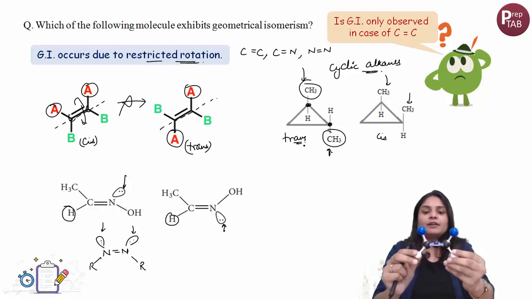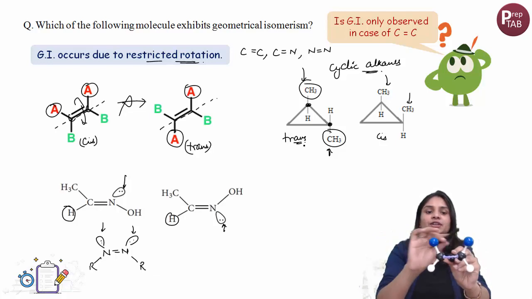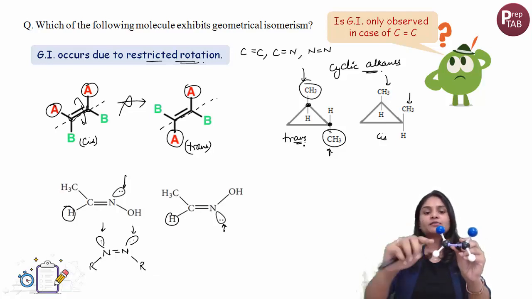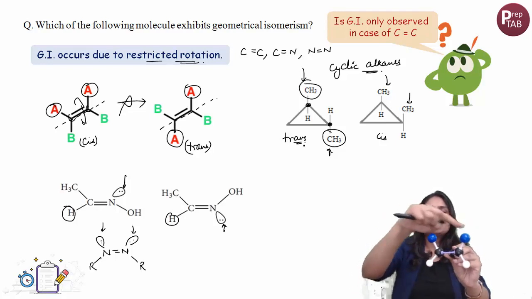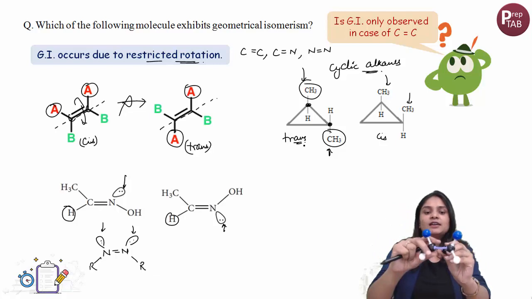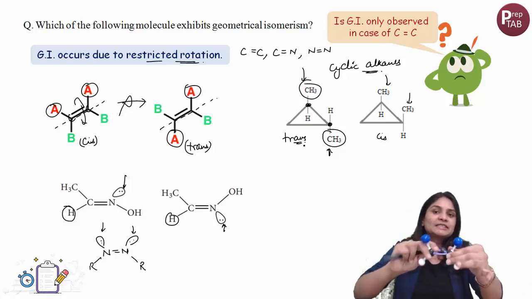In this three-membered ring, two carbon atoms have the substituent CH3, and this is the hydrogen atom. So they are on the same side of the ring. This is the ring, this is the plane of the ring, this is on the same side. So this is cis. Now I cannot rotate it. The rotation is not feasible, it is restricted.